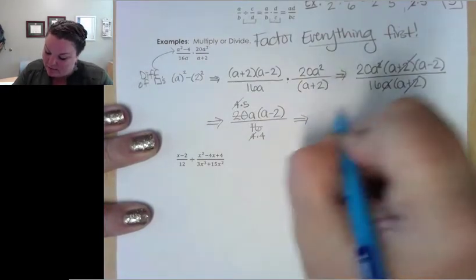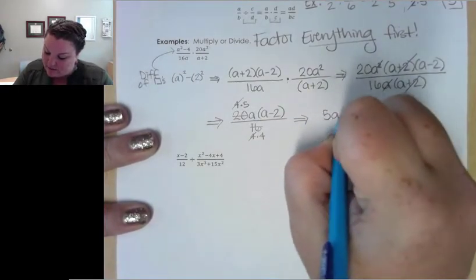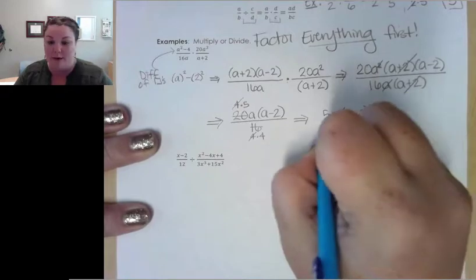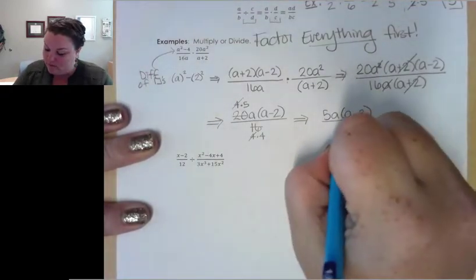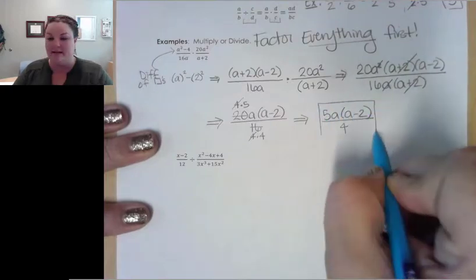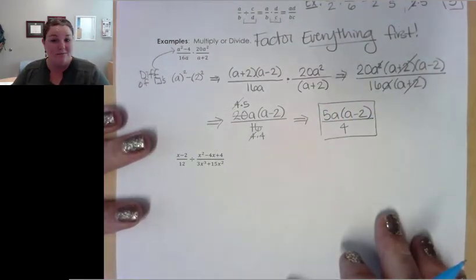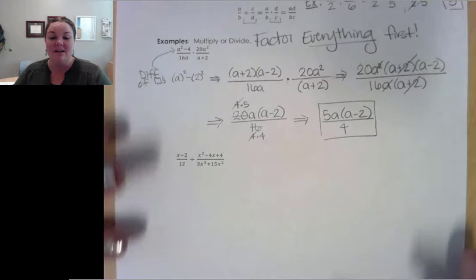Which leaves me with 5a times the quantity a minus 2 on top. And on bottom, all I'm left with is 4. So we're going to leave it like that. Okay? Not too bad, maybe? All right, let's look at another one.